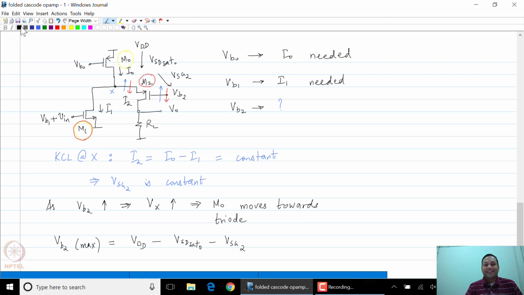Now that we have a basic understanding of how this folded cascode works, let us quickly go ahead and build the op-amp out of this folded cascode. Clearly, we built the telescopic op-amp using the regular cascode. It should be possible to build an op-amp out of the folded cascode also, and that is exactly what we are going to look at.